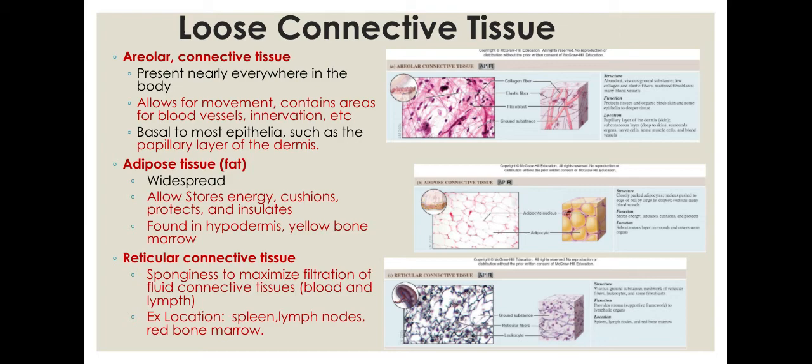We've got reticular connective tissue. This has sort of that sponginess, right? It can be sort of pulled in every direction. It's going to let there be filtration of fluid. And we find this in a lot of those immune system organs, like the spleen and the lymph nodes, and also in red bone marrow.